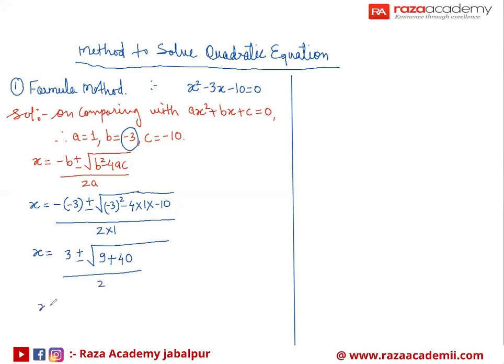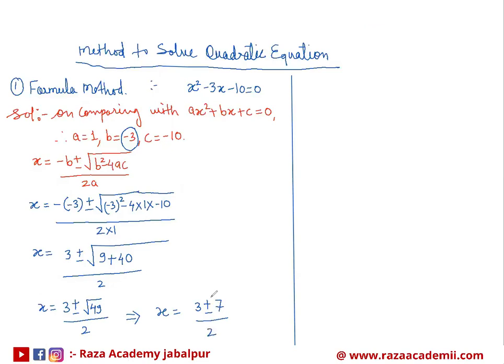After this, x will be equals to 3 plus minus under root 49 upon 2, which implies that x equals to 3 plus minus. Now the square root of 49 would be 7 only. So here we will write 7 upon 2. Now you can check here that there is a plus sign as well as a minus sign together. So one by one we will use the signs.